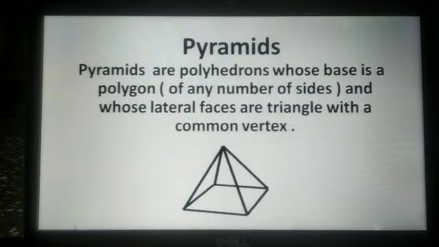Now, what is pyramid? Pyramids are polyhedrons whose base is a polygon of any number of sides and whose lateral faces are triangles with a common vertex.